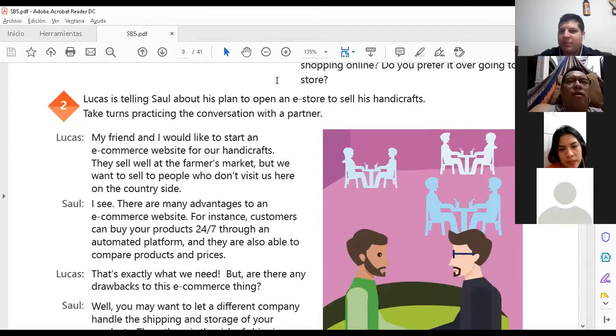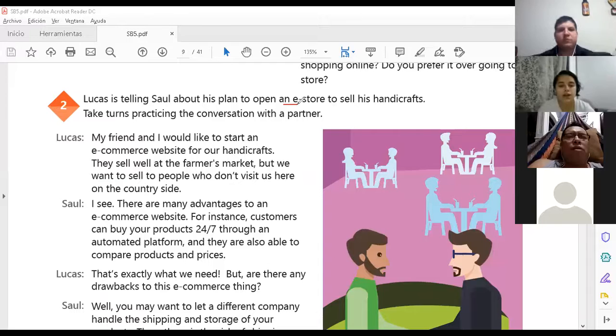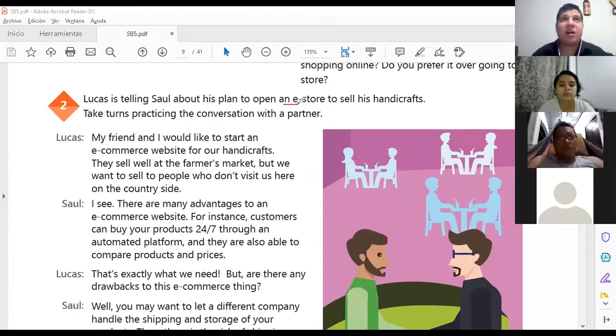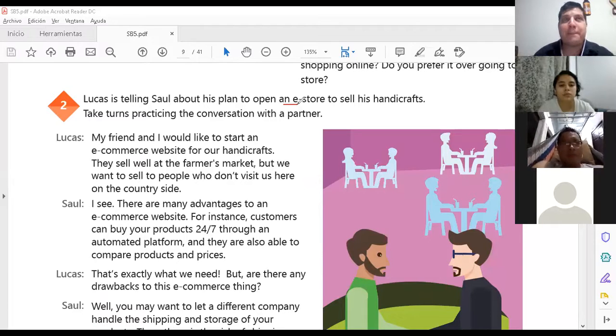Right. Now, I will not be explaining a lot of things, but here we have consonant to vowel linking. An e-store. So just go ahead and say it like I do. An e-store to sell his handicraft. Handicraft. Take turns practicing the conversation with a partner.